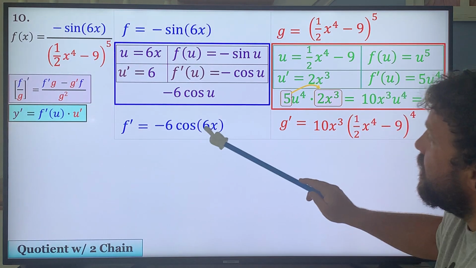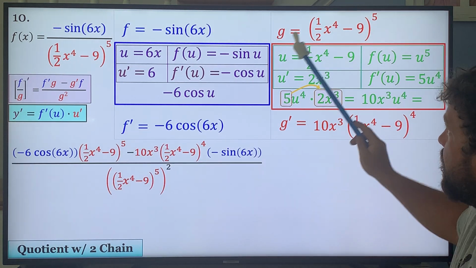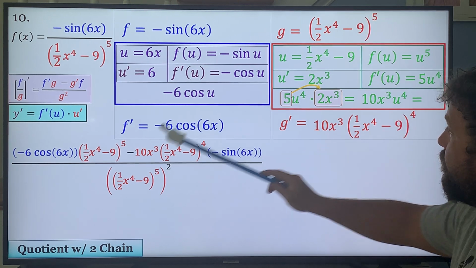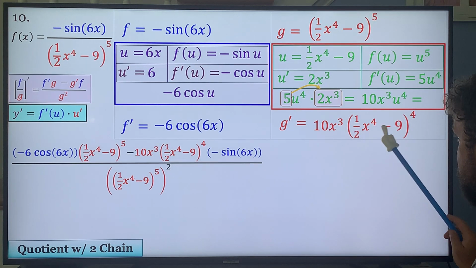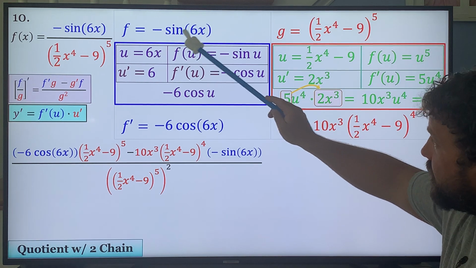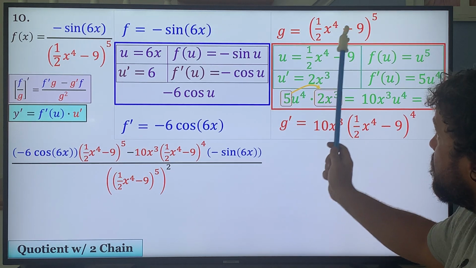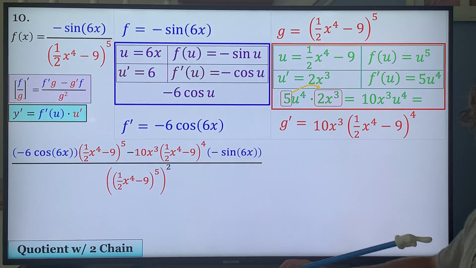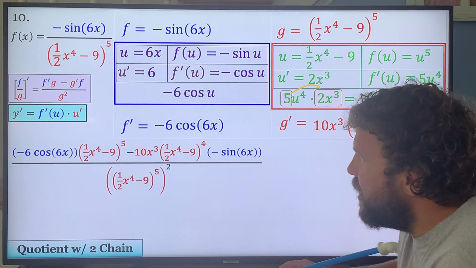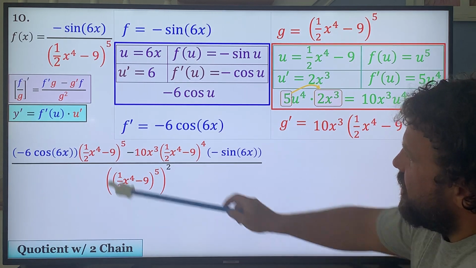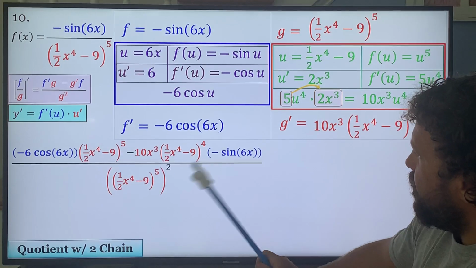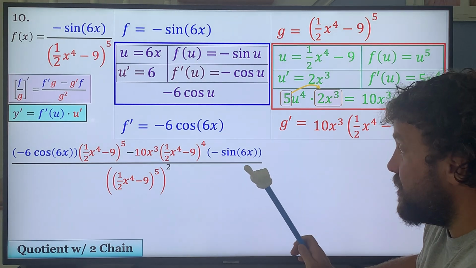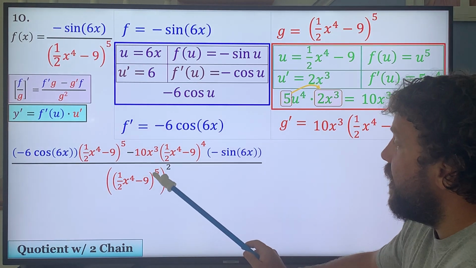Back to the quotient formula. Negative 6 cosine 6x times 1/2 x to the fourth minus 9 to the fifth power, minus 10x cubed times 1/2 x to the fourth minus 9 to the fourth power times negative sine 6x, all over g squared, which is 1/2 x to the fourth minus 9 to the fifth, squared. Whoa, that looks crazy, doesn't it? Let's do some simplification. This stays, right? Negative and a negative is a positive.